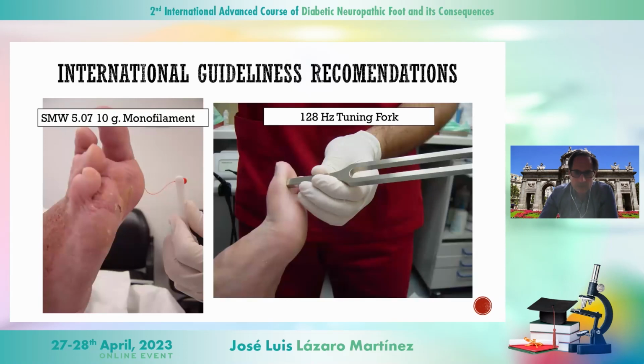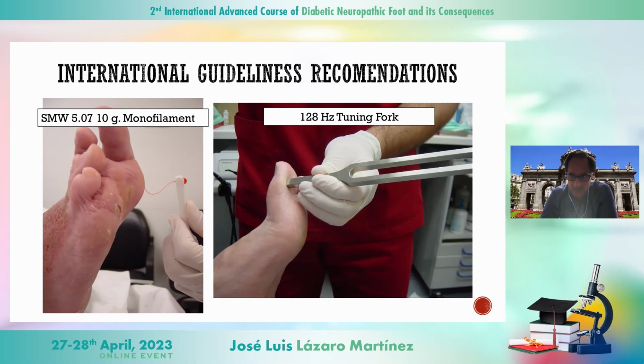But if we go to the recommendation of the international guidelines, they recommend using both the Semmes-Weinstein monofilament or the tuning fork for exploring vibration. What is the problem with these tests? The problem is that they explore the large fibers, so that means that you are exploring the risk factor very late.